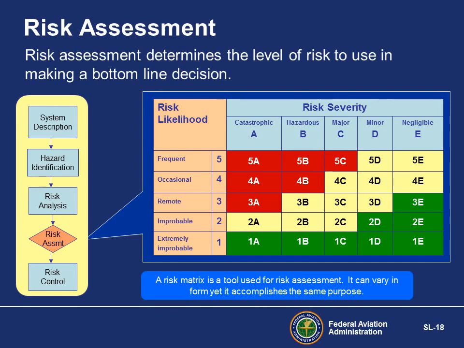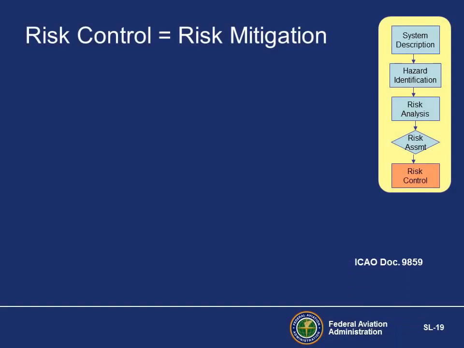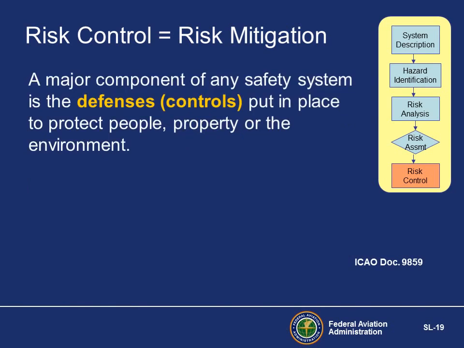At this point, risk assessment has two options possible. The risk is either acceptable or not acceptable. If judged acceptable, the SRM process is complete and the risk moves on to the safety assurance process for monitoring. If the risk is not acceptable, then risk controls are required to mitigate or reduce the risk. Risk controls are sometimes called defenses or barriers.